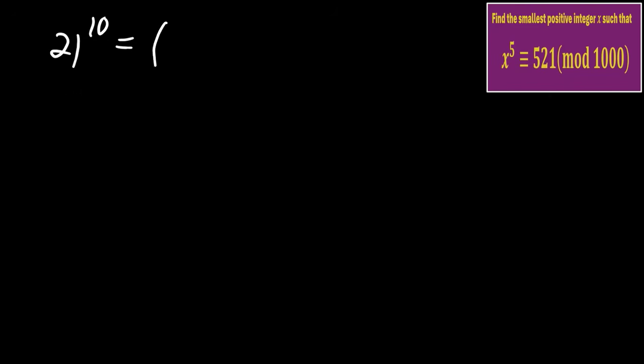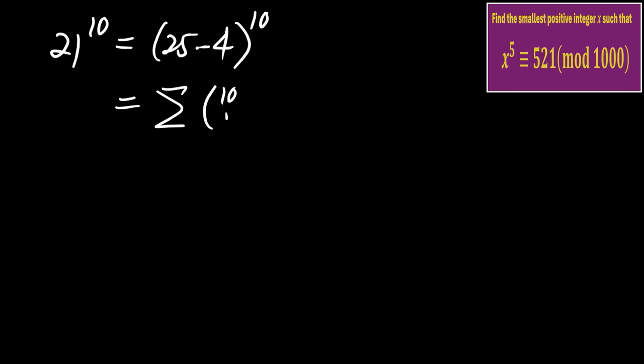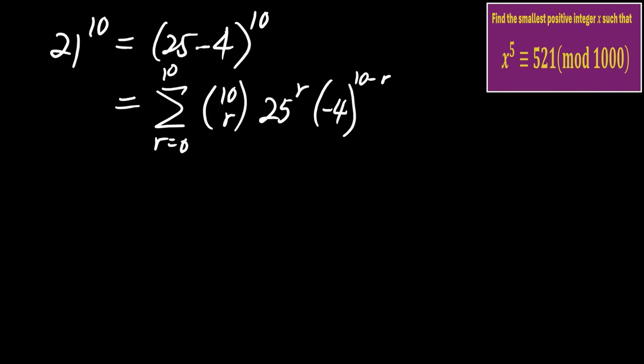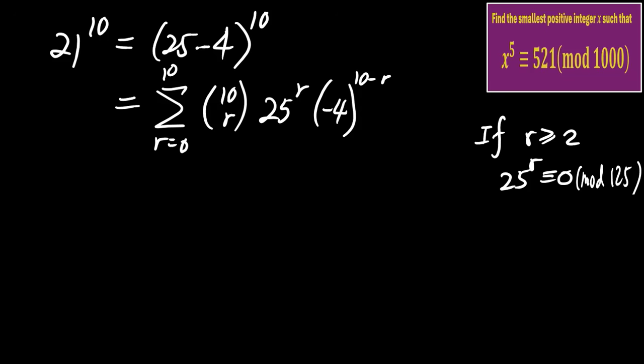21 to the power of 10 is 25 minus 4 to the power of 10. Then using the binomial theorem, this is the summation of 10 choose r, 25 to the power of r, negative 4 to the power of 10 minus r, from 0 to 10. Note that 25 is 5 squared. If r is greater than or equal to 2, 25 to the power of r is congruent to 0 mod 125. So in this case, we need to consider r equals 0 and r equals 1.